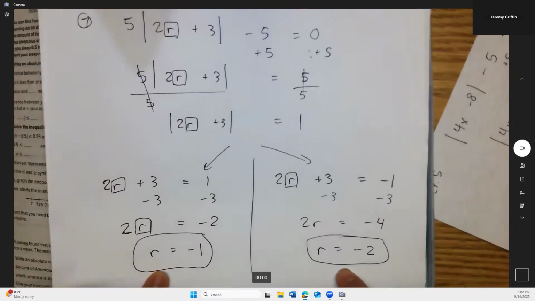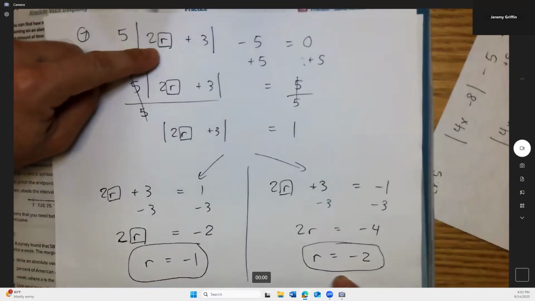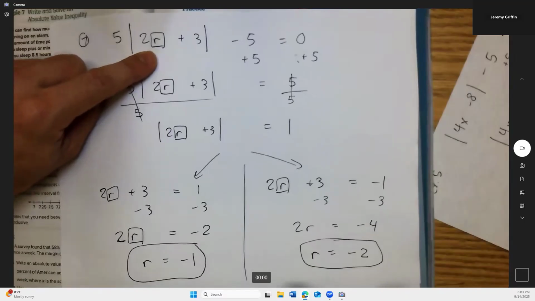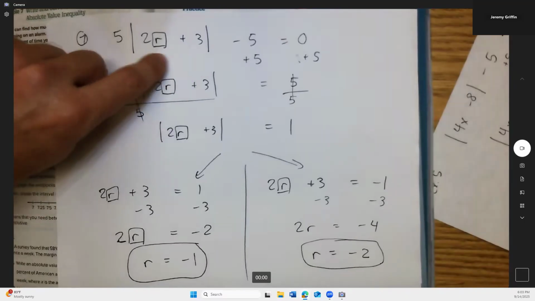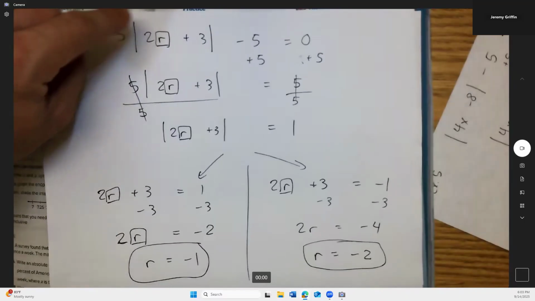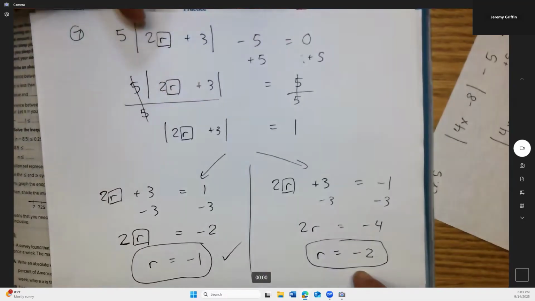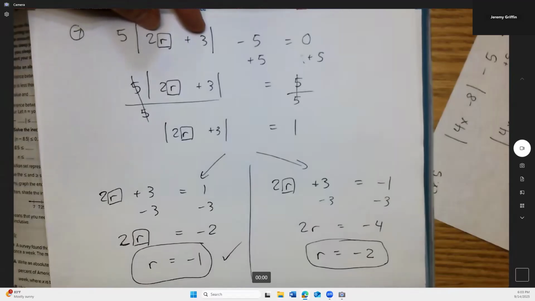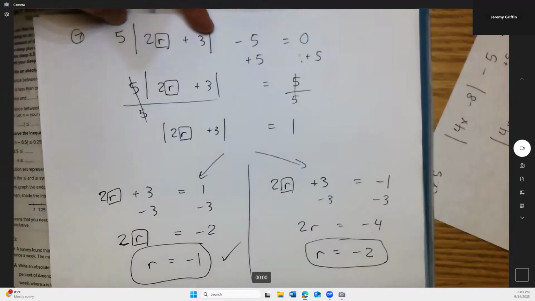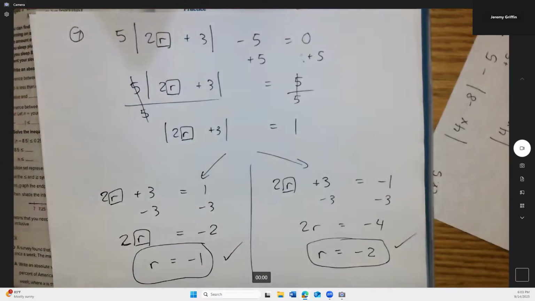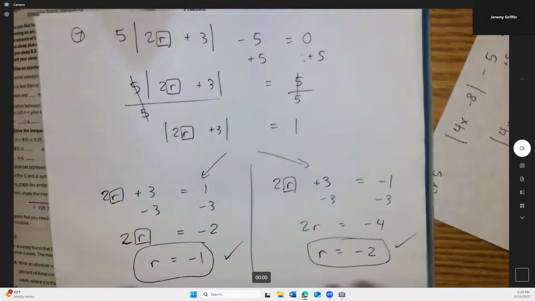Does it actually work? Let's try that. If I take negative 1 and plug it in here, 2 times negative 1 is negative 2, plus 3 is 1. 5 times 1 is 5, minus 5 is 0. So that works. Check. And what about negative 2? Negative 2 times 2 is negative 4, plus 3 is negative 1. Absolute value is positive 1. Times 5 is 5. Minus 5 is 0. That works too. Check.